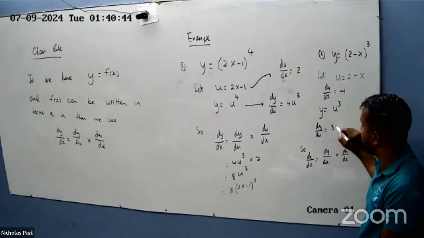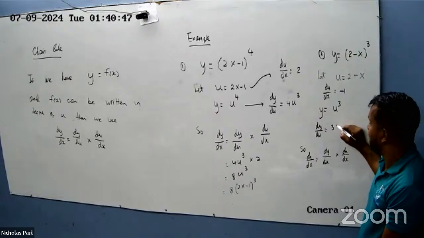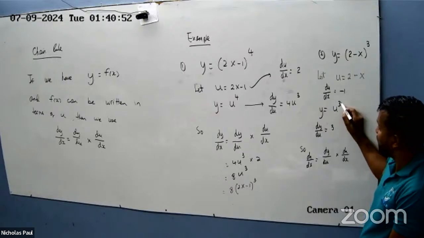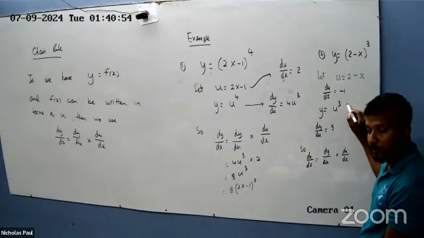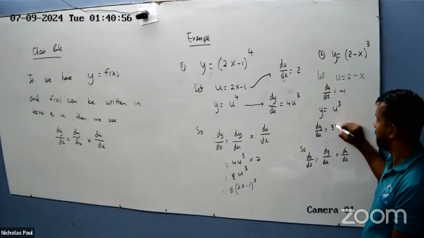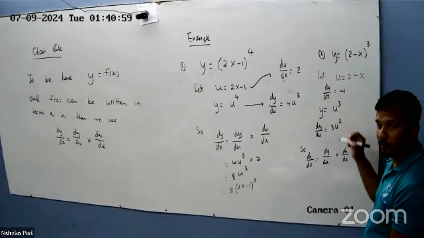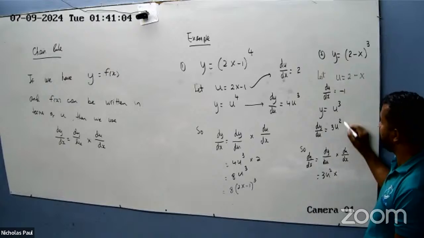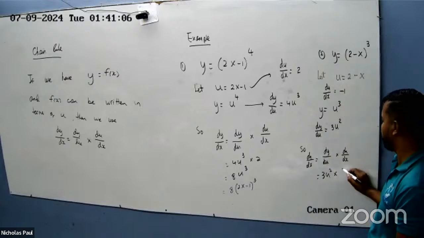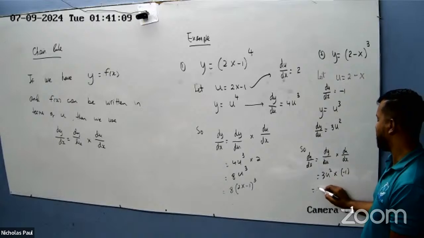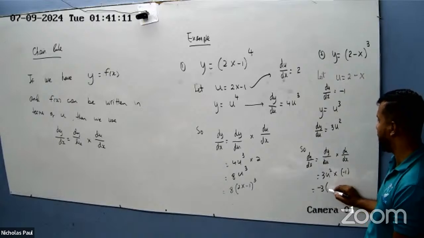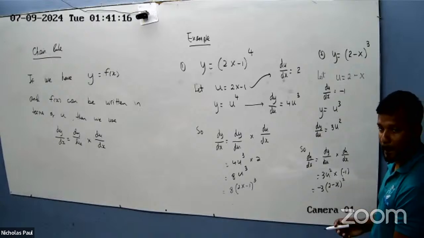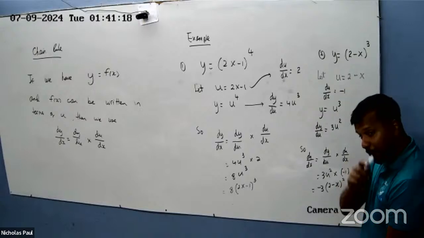So just differentiate this, bring down the power and what? Right, so it'll be 3u squared. So that'll be 3u squared multiplied by du/dx. du/dx was minus 1. Minus 1 by 3, that'll be minus 3u squared. And u is 2 minus x, so it's minus 3 times (2 minus x) squared.